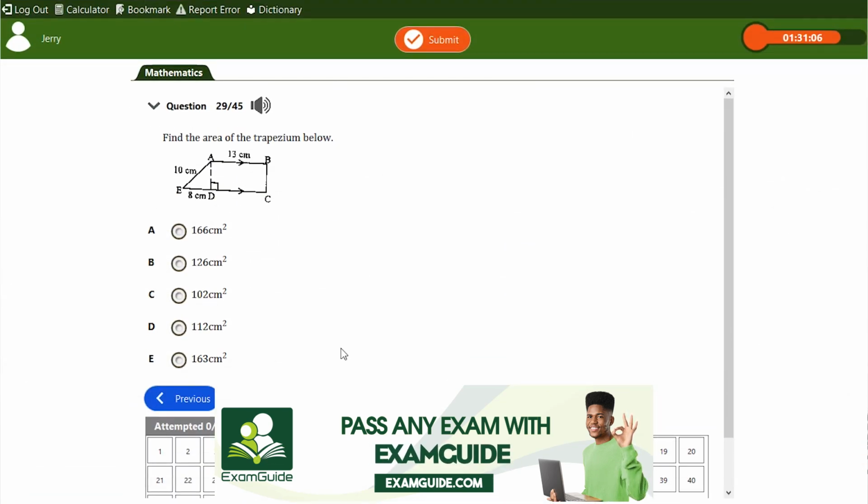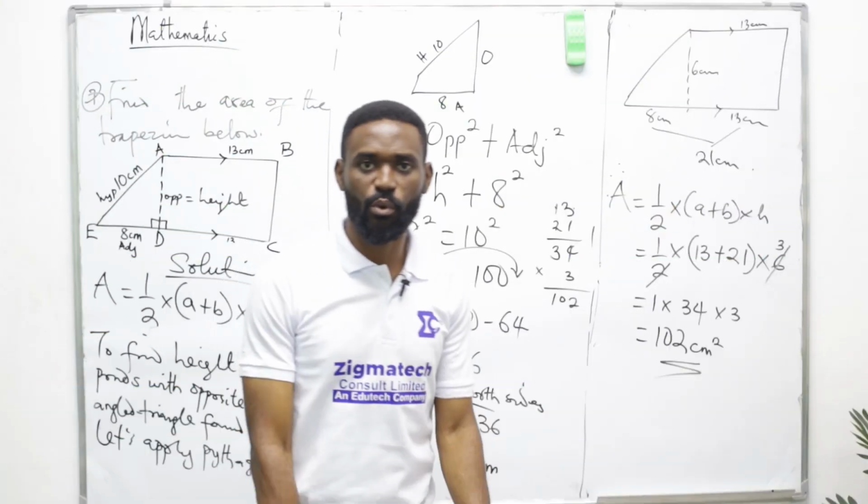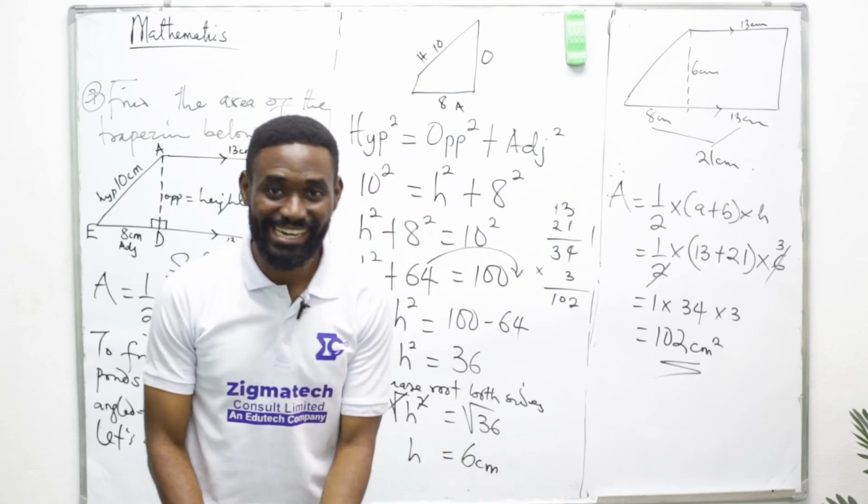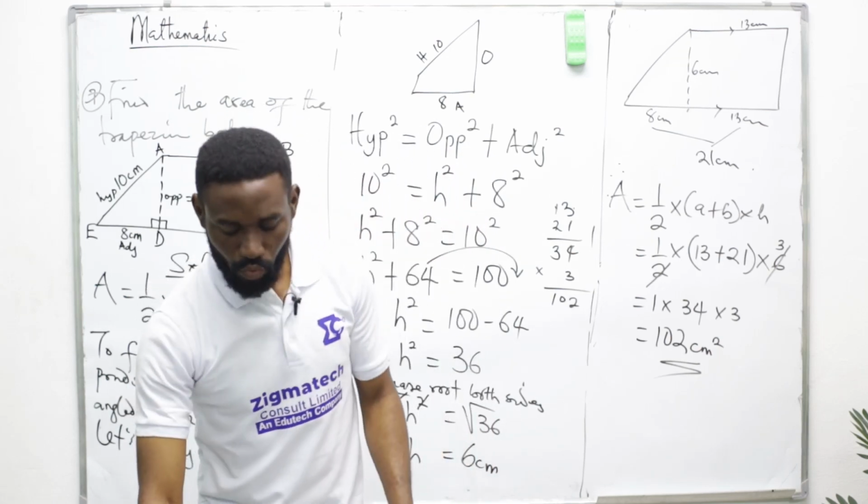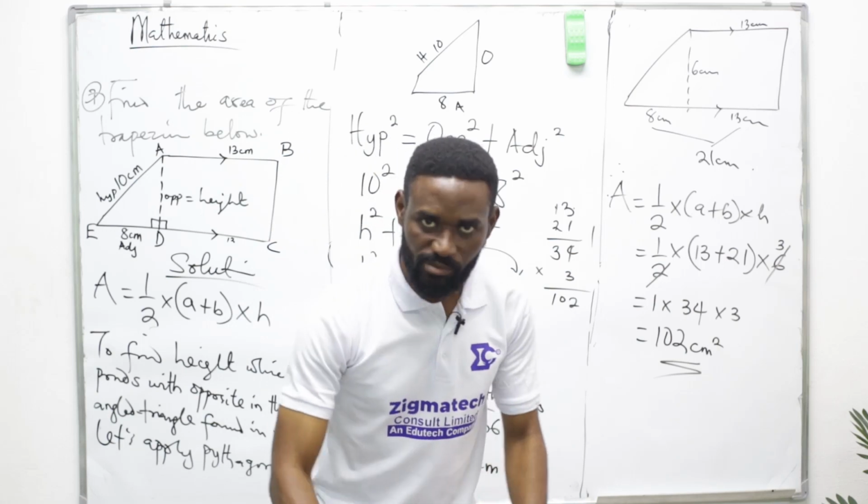So you have a pool of questions from your exam guide, which you can always go and look for questions that are related to area and perimeter of plane shapes, and solve.